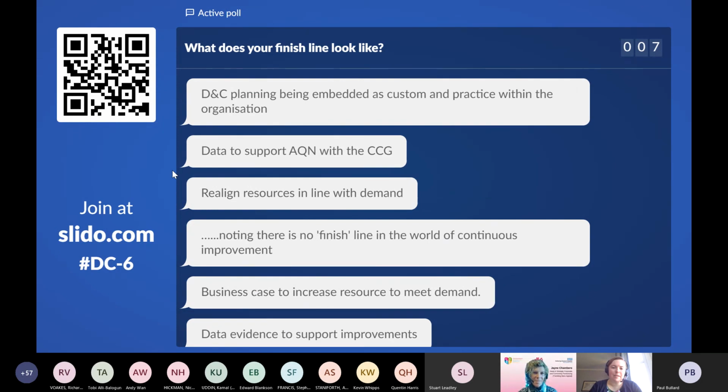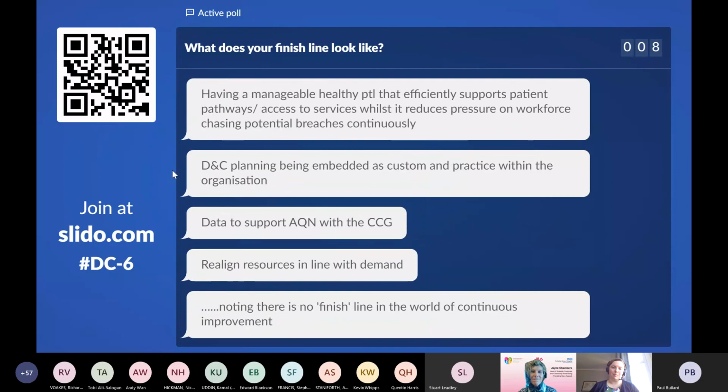D&C planning being embedded as custom practice within the organisation. Yeah, and that's that real cultural shift, isn't it? It's the seeing the value in it and people choosing to do it.